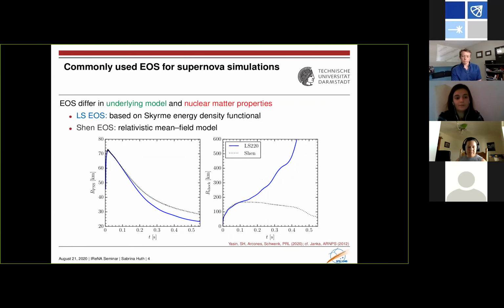For equations of state used in core-collapse supernova simulations, you have two different underlying models generally that are used. Here, the Lattimer-Swesty EOS is based on a Skyrme energy density functional, and the Shen EOS uses a relativistic mean field model. But on top of this, in all EOS that are available for simulations, you have a wide variety of nuclear matter properties that are applied.